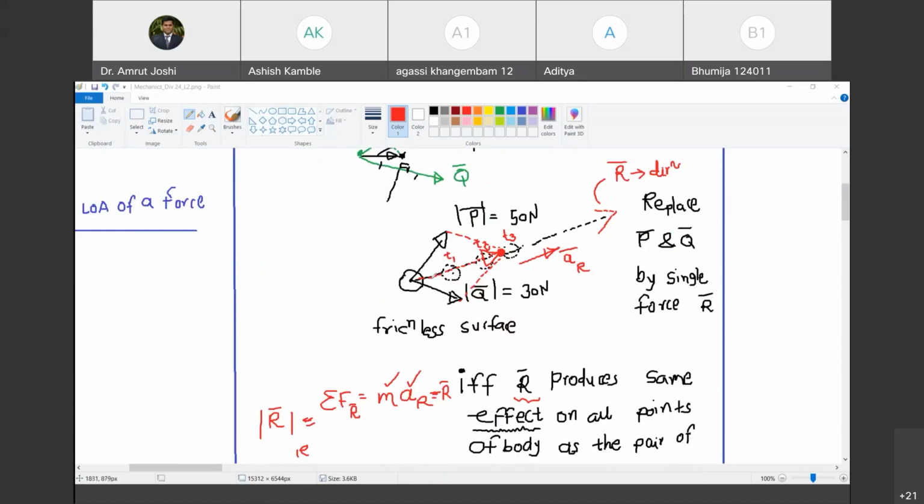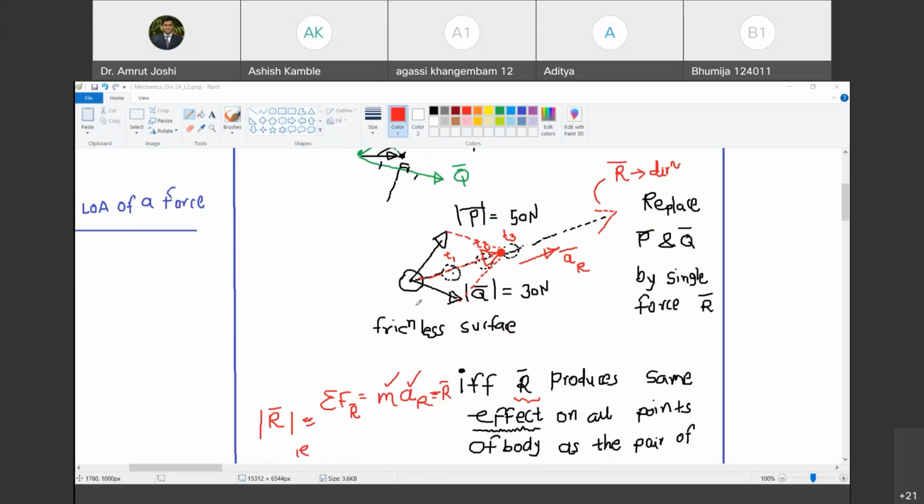First of all, researchers have conducted experiments of this kind, and they observed that if I were to replace P bar and Q bar by its addition R bar such that it produces the same effect on the body as P bar and Q bar were producing, that R bar turns out to be the product of a construction called a parallelogram. Are you with me?